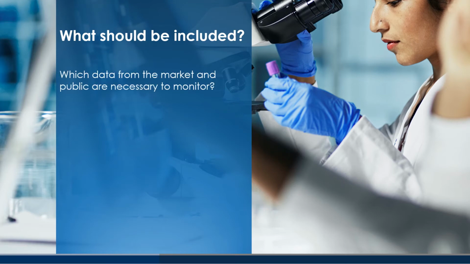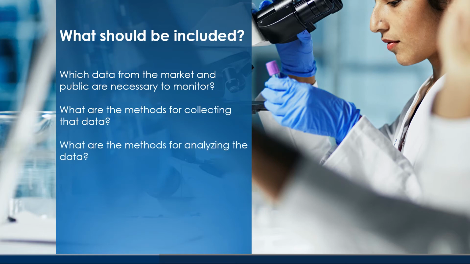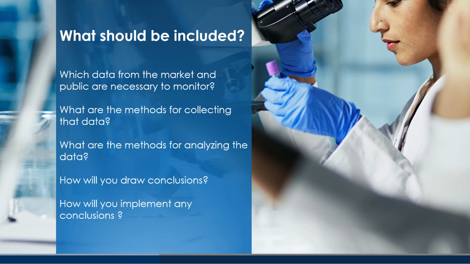A well-established PMS system should also define at least the following information relating to the type of data to be collected. Which data from the market and public are necessary to monitor? What are the methods for collecting that data? What are the methods for analyzing the data? How will you draw conclusions based on the analyzed data? And how will you implement any conclusions into both your quality management system documentation and the technical documentation file? For example, risk analysis, clinical evaluation, trend data analysis, etc.